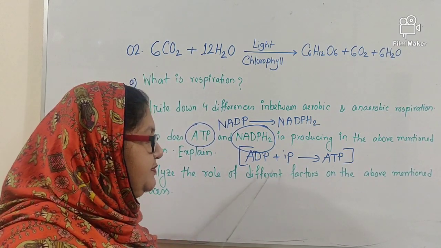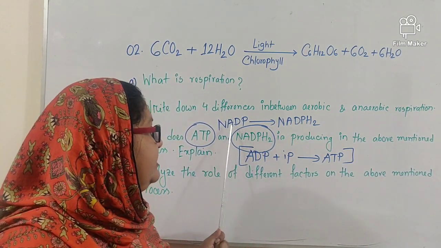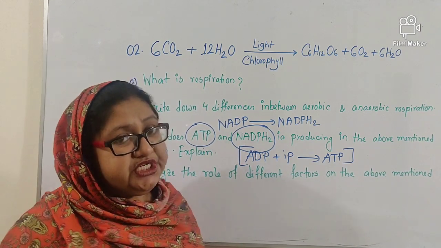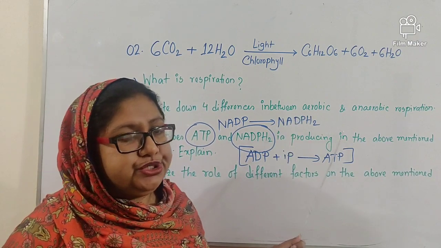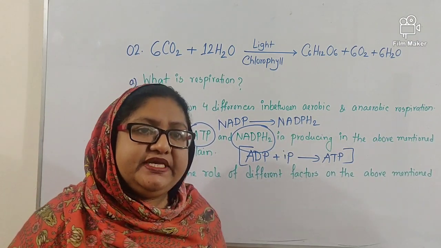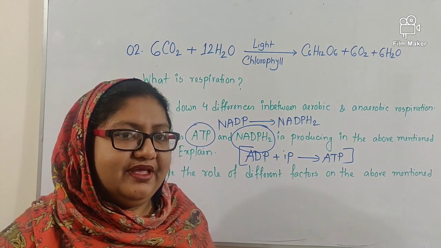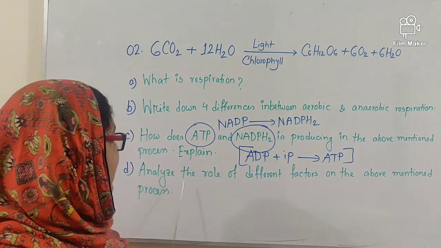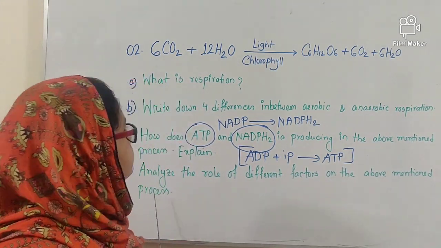Now, ATP is produced during photophosphorylation, and after that NADP is reduced with the help of electron to produce NADPH2. These two components, or the process of producing ATP and NADPH2, is called assimilatory power. Now the last question is, analyze the role of different factors on the above mentioned process.